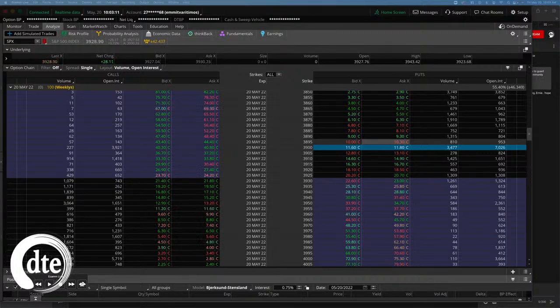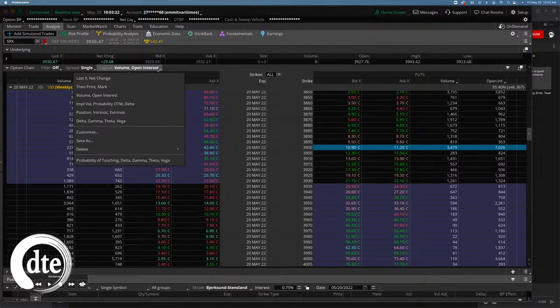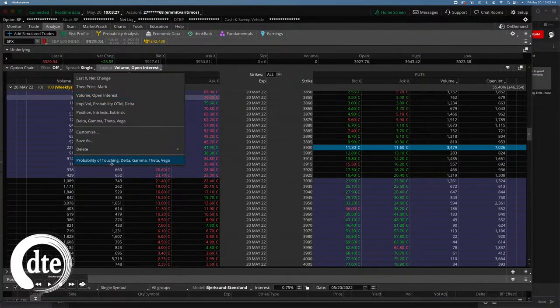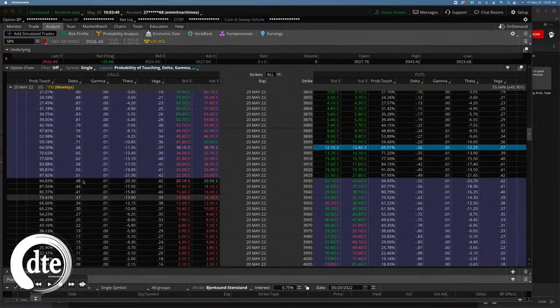There are a lot of ways that you can look at the options chain in TOS. I'm sure in other platforms you can change the values in the columns. With TOS, you do it up here where it says layout. They have some predefined ones, and you can create your own custom ones. If you remember yesterday, I created the probability of touching delta, gamma, theta, vega one, which was based on delta, gamma, theta, vega. Although I don't really see why you really need theta and vega for the most part. But anyways, let's take a look at the difference between delta and probability of touch.